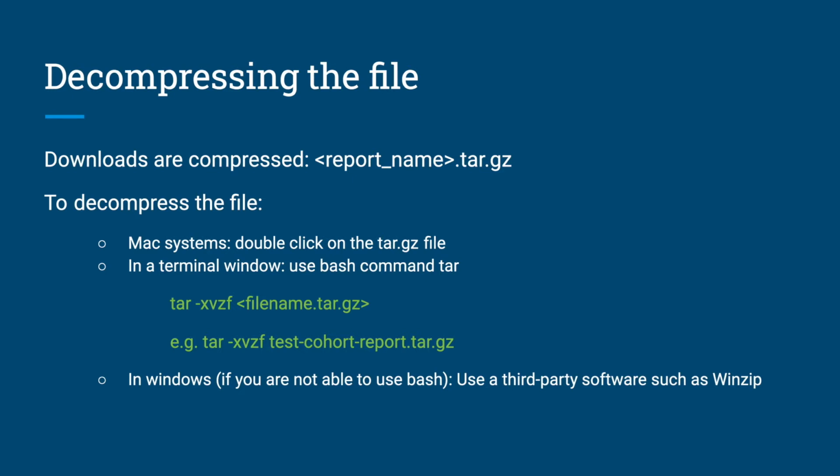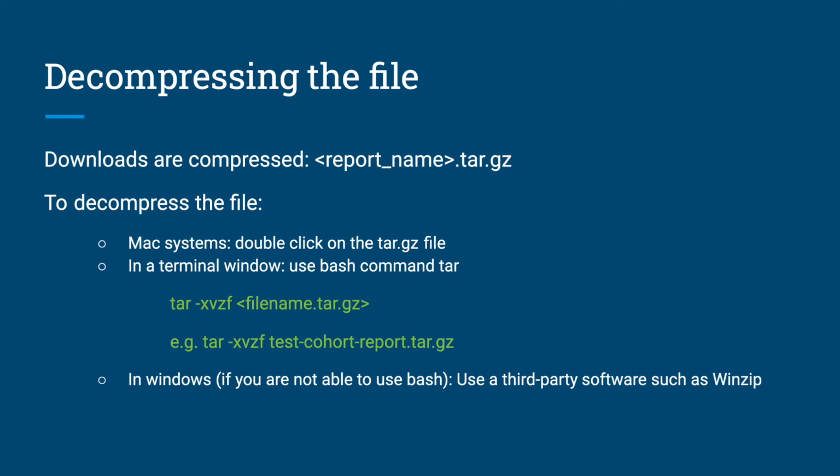Your first step is to decompress the file. On a Mac, this is as simple as double-clicking on the file. It can also be accomplished in a terminal window with the bash command tar. For example, tar with the parameters xvzf and your file name will decompress the file.